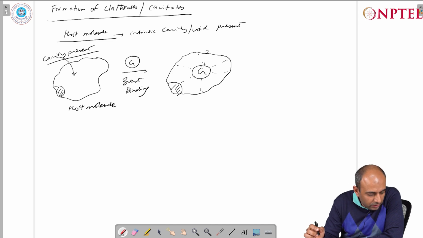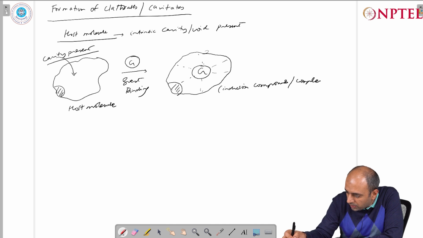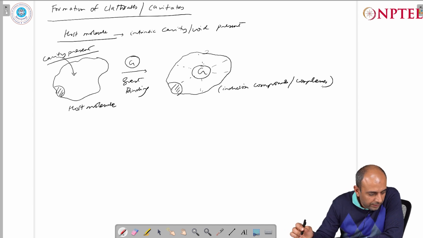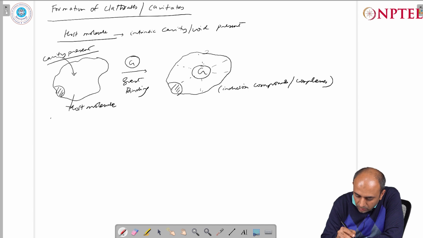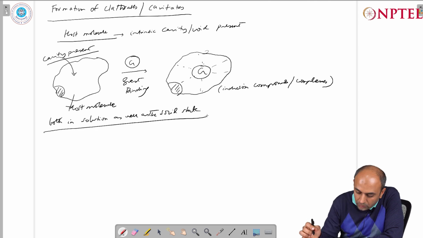By non-covalent interactions, and this gives rise to inclusion compounds or inclusion complexes. And this cavity which is intrinsic to the host, this exists both in solution as well as the solid state. Okay.